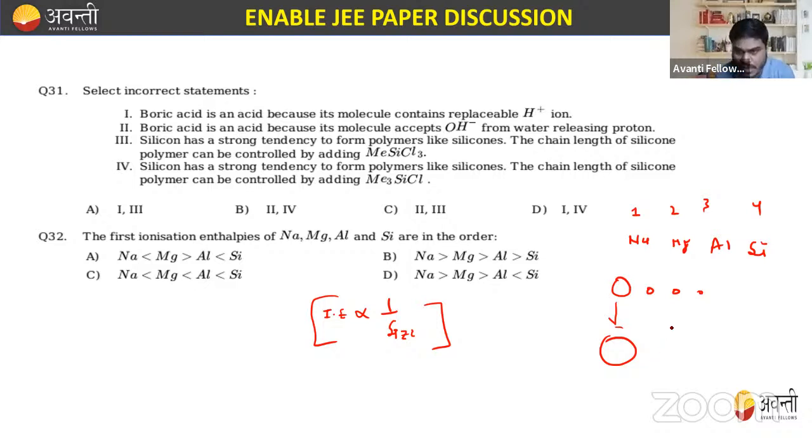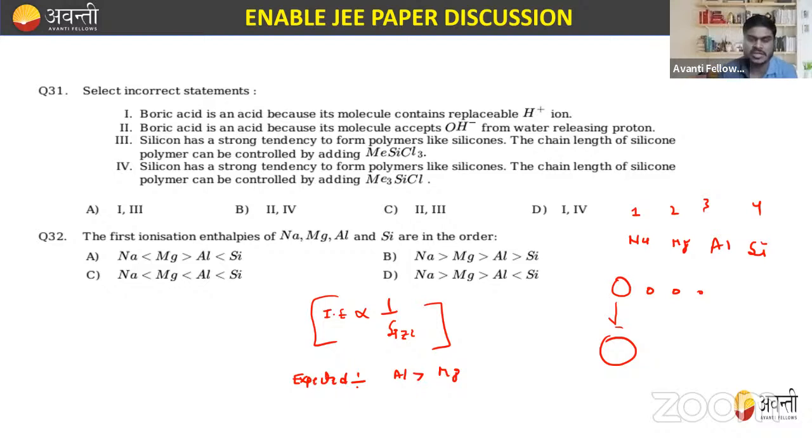But if I'm talking about aluminum and magnesium, what is the expected ionization energy? This is the expected one according to the size. The expected ionization energy of aluminum is more as compared to magnesium. Why is this? Because the size of aluminum is smaller.